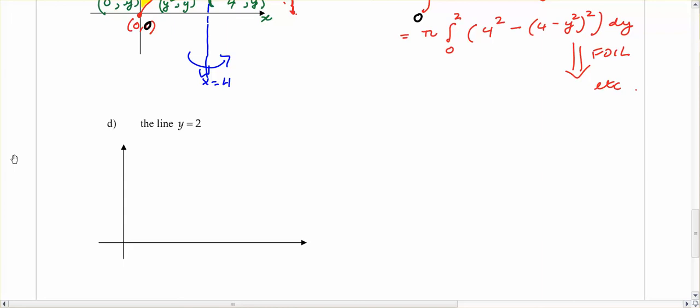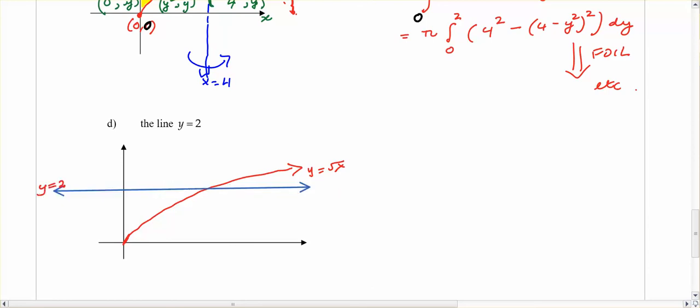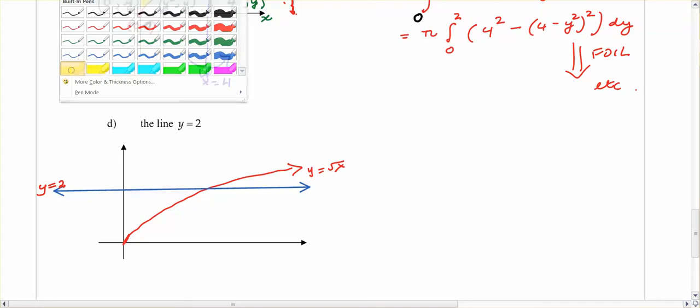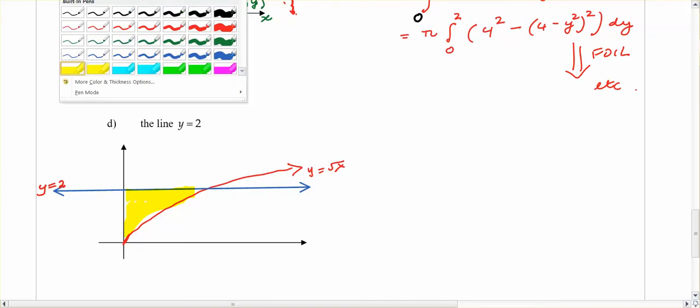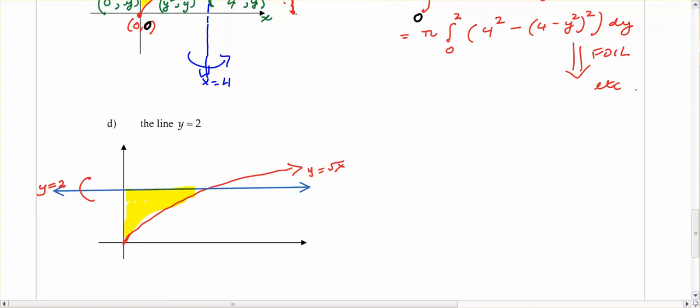Okay, last one, same region. This time we're going to rotate it about the line y equals 2. So let's do that. Here is my graph, y equals root x. Let's do y is 2. This is a graph of y equals 2. Here's my shaded region. Okay, all right. And we're going to actually now rotate it about y equals 2.